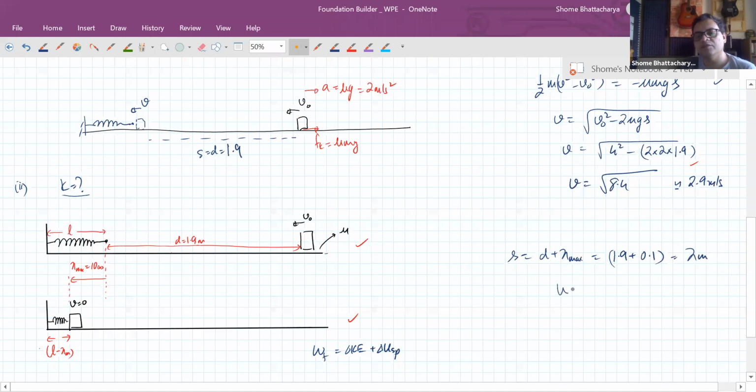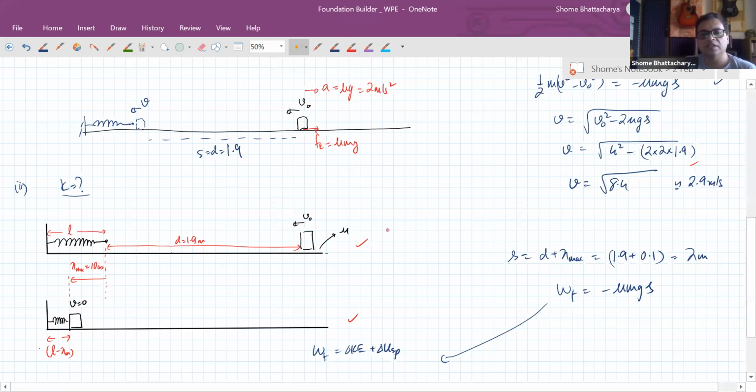Okay. So work done by friction will be minus mu mg s, because as the block is moving, again friction is acting opposite to the direction of displacement. So work done by friction should be equal to change in kinetic energy plus the change in potential energy of the spring.